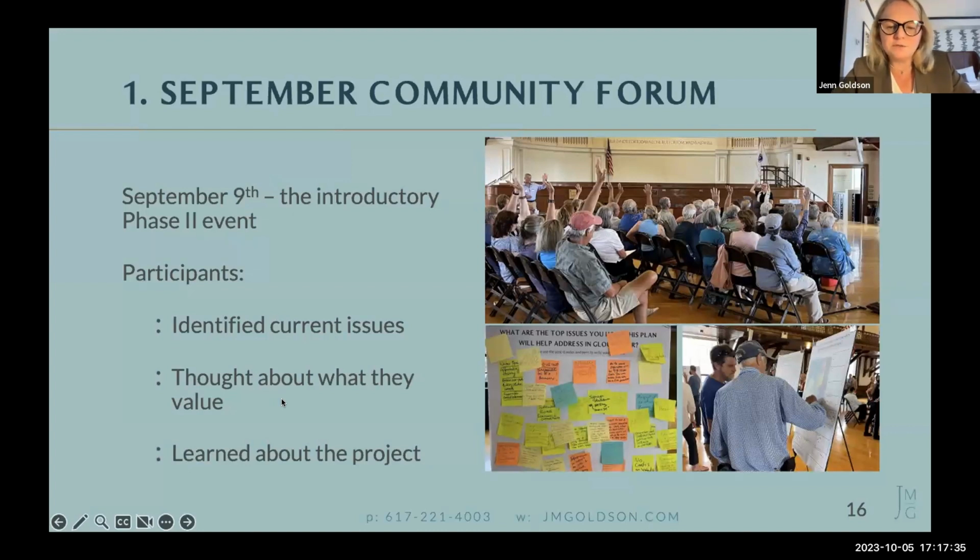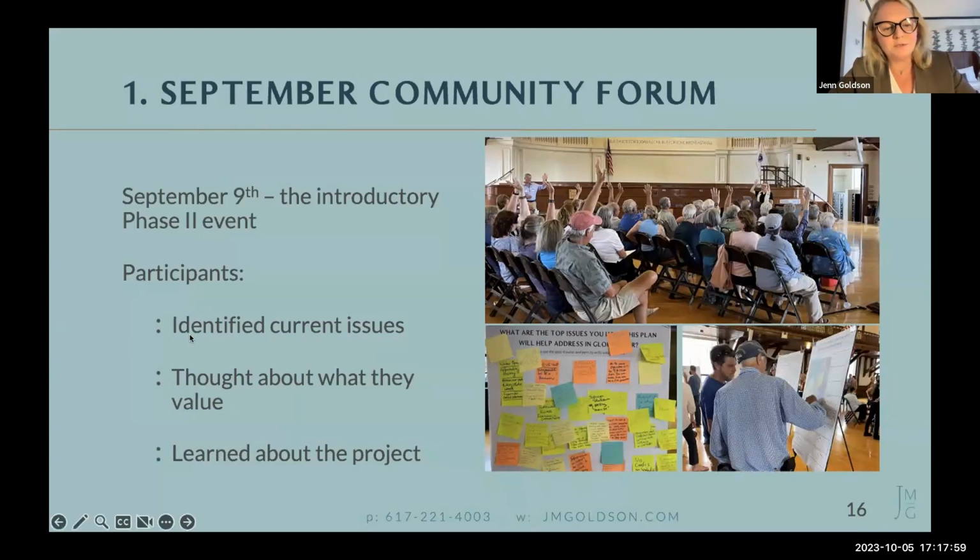So there were close to 80 people who attended the forum. You can see some photos here. We gathered lots of Post-it notes ideas. What are some top issues you hope this plan will address? Who are you? Where do you live? Things like that. And so participants went through these different stations that were staffed by planning board members and town staff from the community development department.